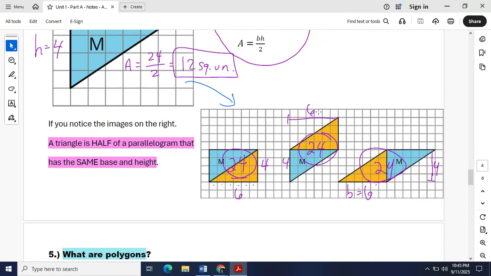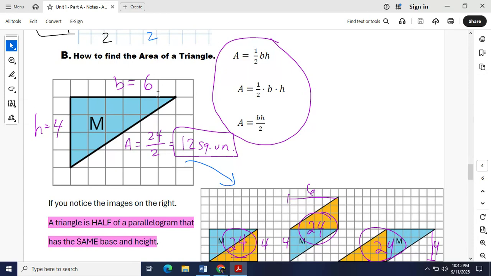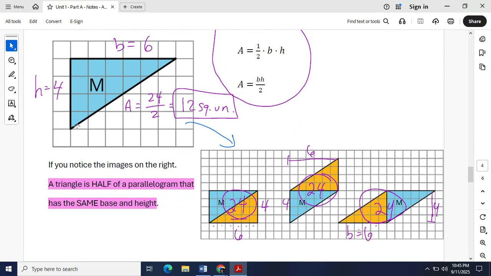I want you to notice the parallelograms down here. The parallelograms all have a base of 6 and a height of 4. If you look at this triangle, it has a base of 6 and a height of 4. What this tells me is that the parallelogram, the rectangle, has an area of 24, but this triangle is only half of the parallelogram. So a triangle is half of a parallelogram that has the same base and height.